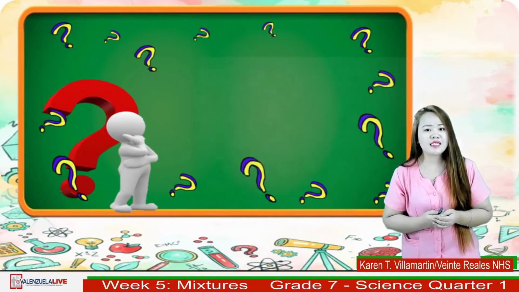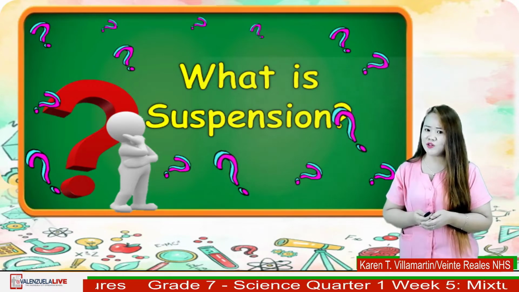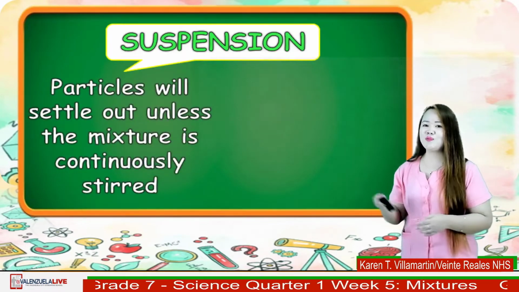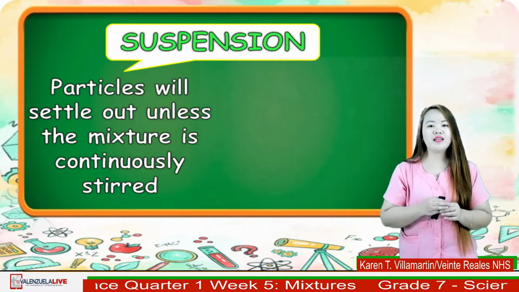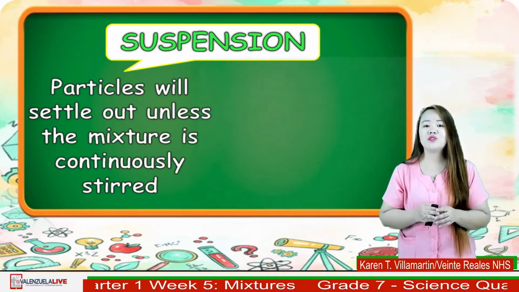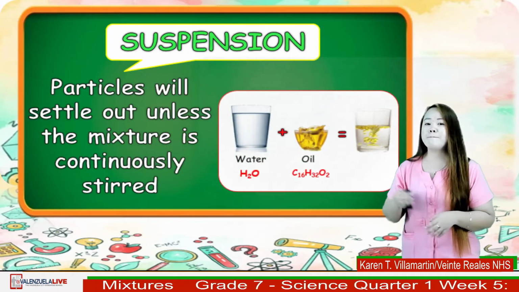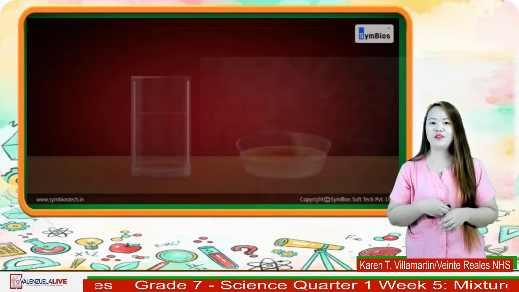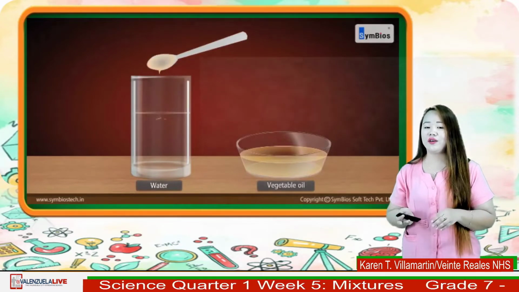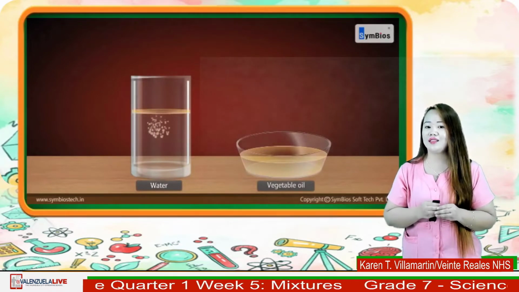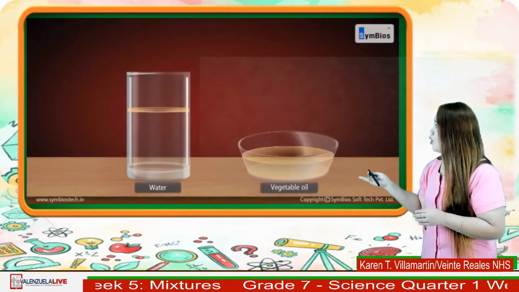While our last classification of mixture is suspension. What do we mean by suspension? Suspension is a mixture of water and a non-dissolved material. Particles will settle out unless the mixture is continuously stirred. One example of suspension is mixing oil and water. In this video, it shows that the oil is mixed with the water. You will notice that the oil does not dissolve, and you will see that the oil separates and settles at the top of the water.